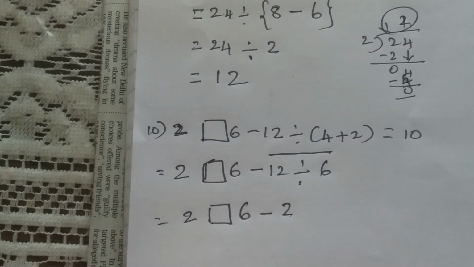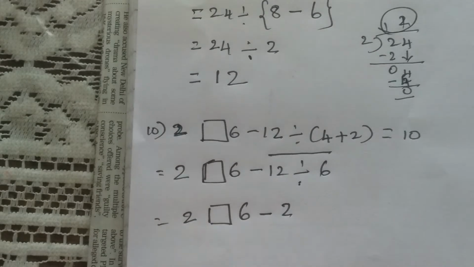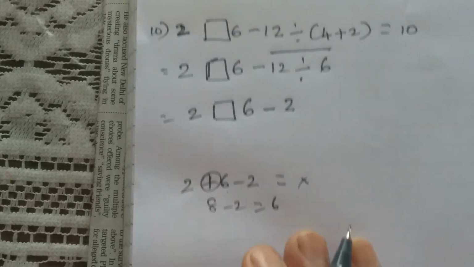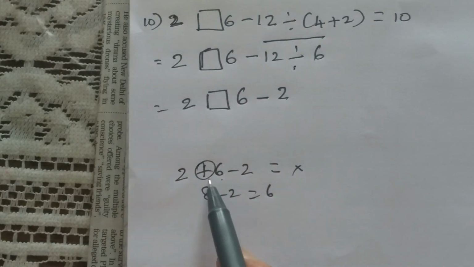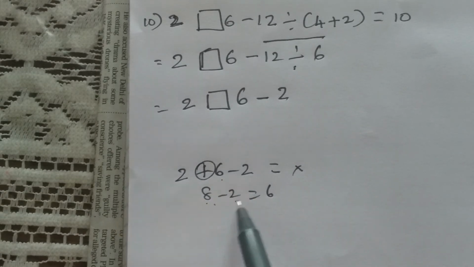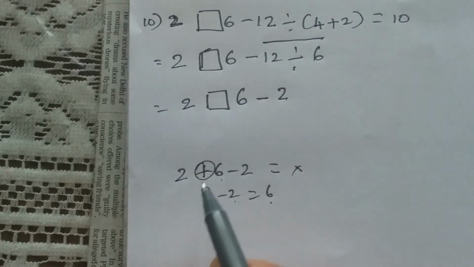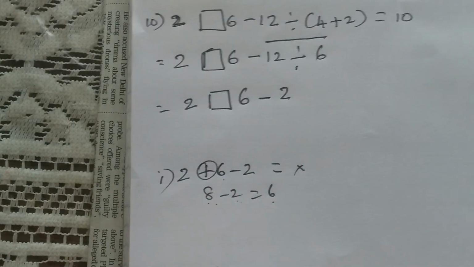So first operation, we'll put plus and check whether we're getting 10. 2 plus 6 minus 2. What happens here? 2 plus 6 is 8. 8 minus 2, we are getting 6. We are not getting 10. So plus cannot be the option. But we are supposed to get the answer as 10. So therefore, this plus cannot be the option. First option, we cannot have plus.